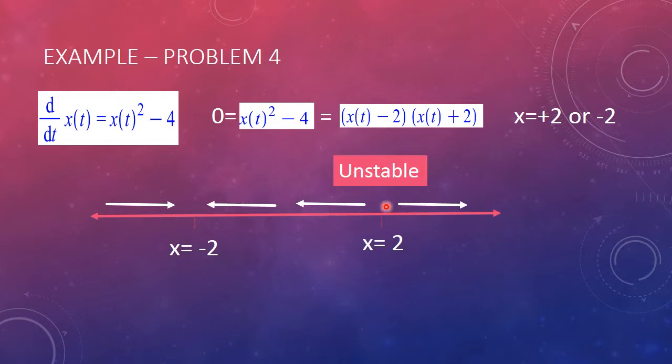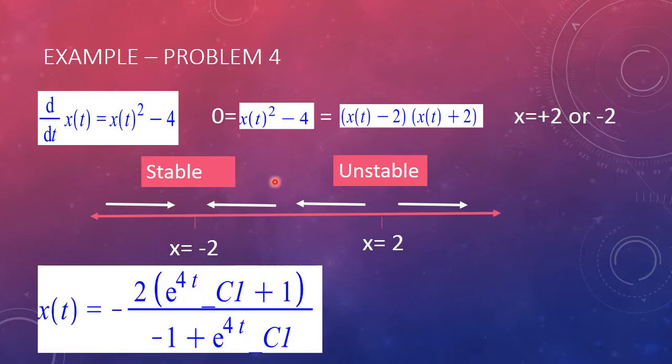The point 2 is considered unstable, as we've seen before. At minus 2, it is stable, since everything converges to that value. And then we can solve this differential equation. It's a separable differential equation, and we have methods of solving it.